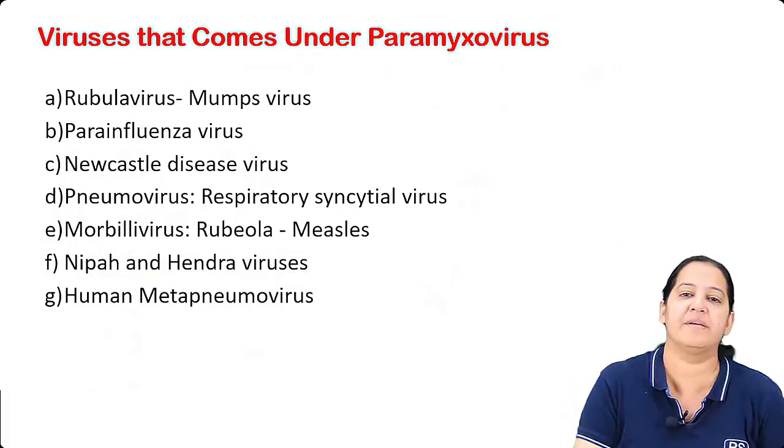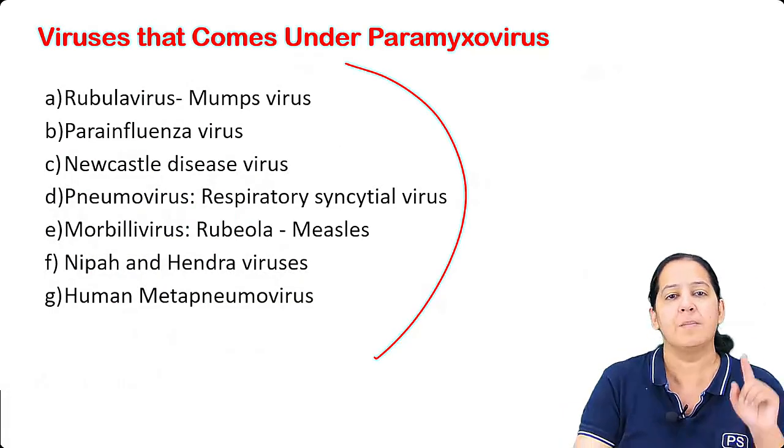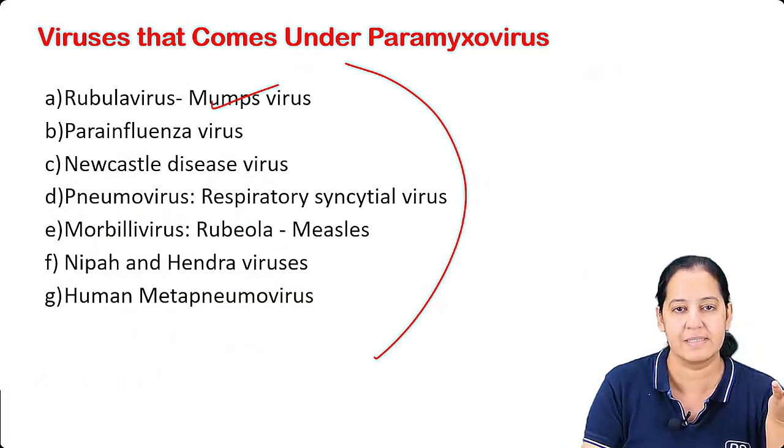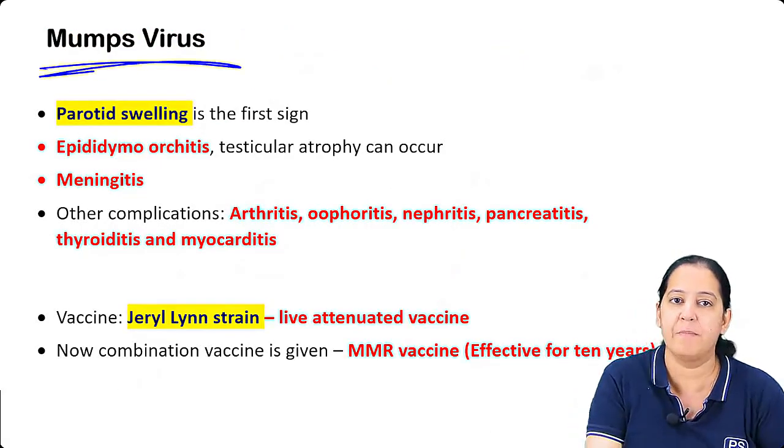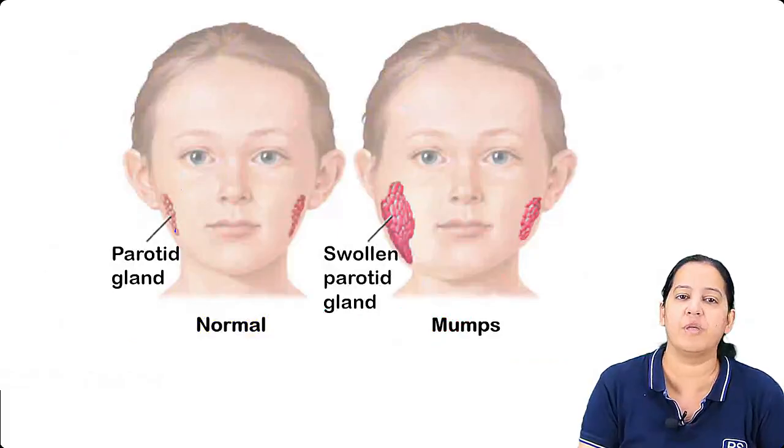How many types of paramyxovirus are there? There are many paramyxoviruses, but we will see only mumps and measles. Measles and mumps, the important ones, we will see. So let's start with mumps. In paramyxo, mumps: you will get a question on the parotid swelling.